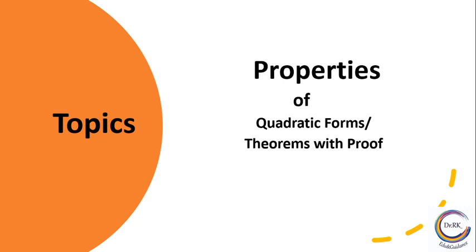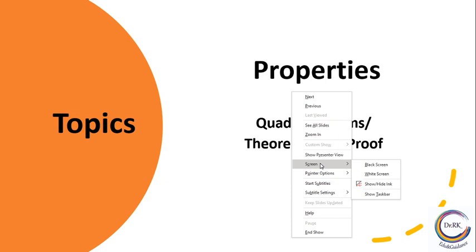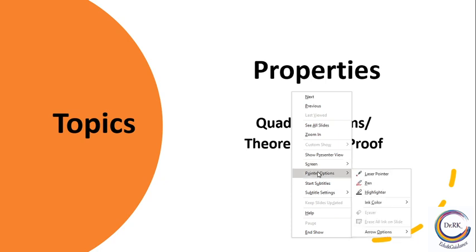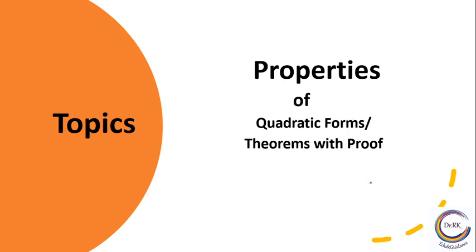So we'll discuss properties related to quadratic forms. As discussed, this is a continuation of the previous session, where we had the introduction as well as, particularly, the nature of quadratic forms, which is very important. That is what we discussed in the last session.